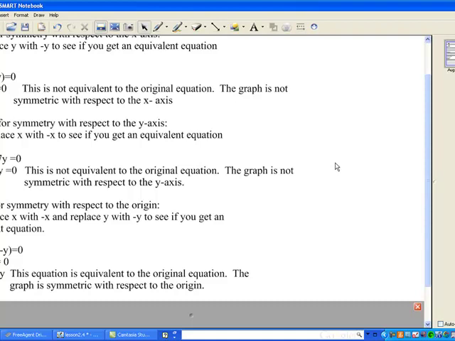7y equals 0. Well, if we rearrange this equation, let's take the 0 to the left. Let's bring the 6x, 7y to the right. Notice this will give us the equation 0 equals 6x plus 7y. That is the original equation. The graph is symmetric with respect to the origin. This completes the problem.